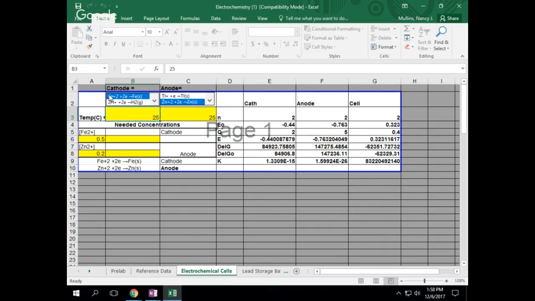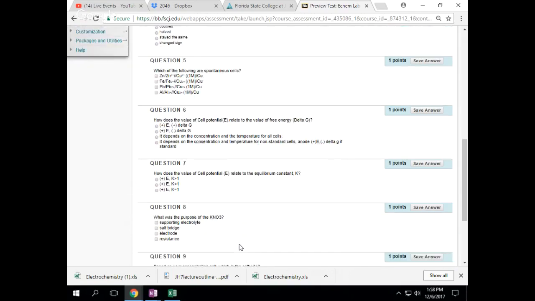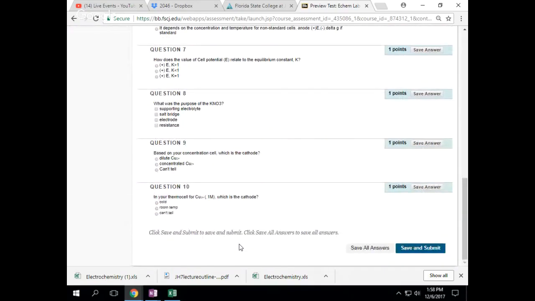Well, since we've chosen our iron cell as our cathode, it would be this column, because this is the only one that we would be changing the temperature on. Exactly, because it only asks you to look at that one cell. So that's why I made that little cheat sheet, and it's helpful to run that. Which of the following are spontaneous cells? This is based on the concentrations you actually had in lab. And so based on what was available to you in lab, which of these would be spontaneous? So that's about it.